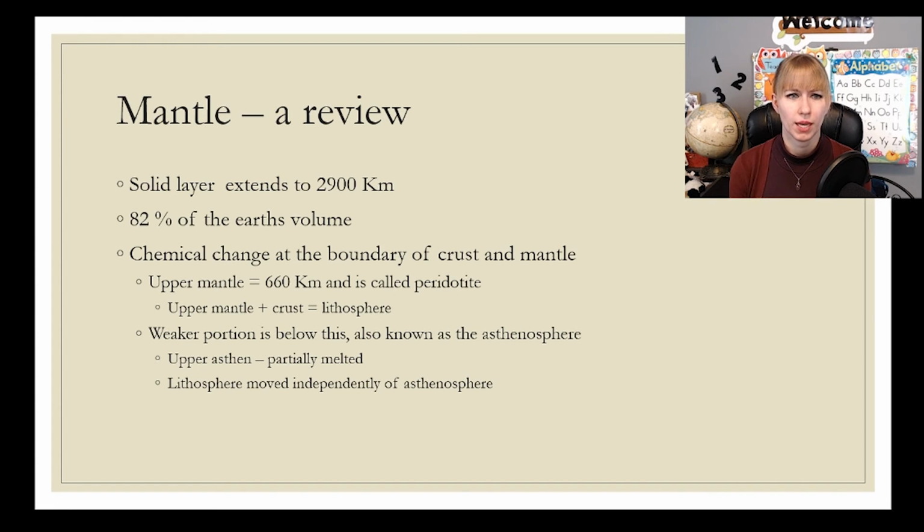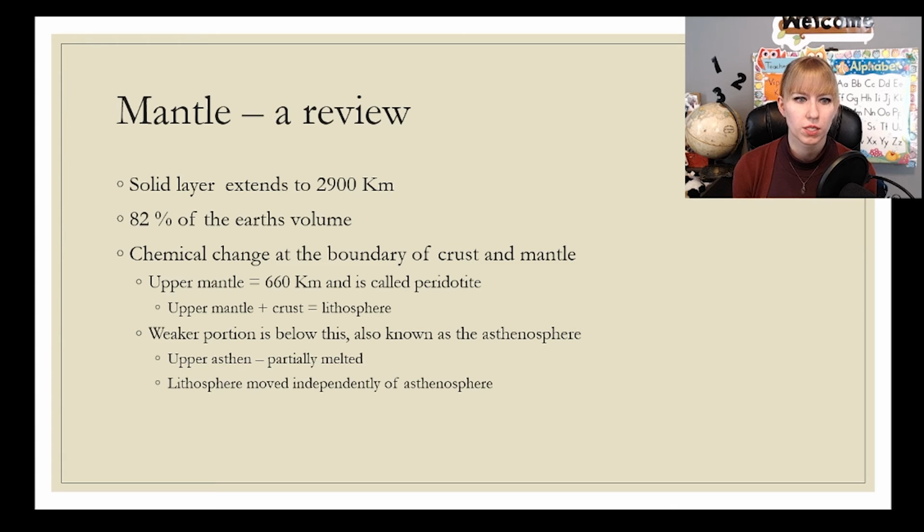The mantle has a solid layer extending to about 2,900 kilometers, and it is 82% of the Earth's volume. Chemical change at the boundary of the crust and mantle occurs, and your upper mantle, which is about 660 kilometers, is called peridotite. The upper mantle and the crust combined is known as the lithosphere. The weaker portion is below this, and it is known as the asthenosphere.